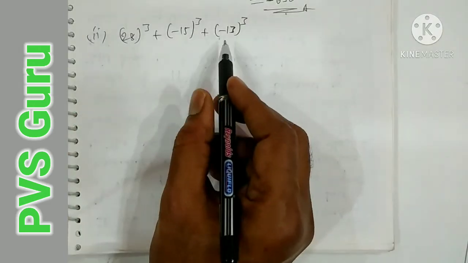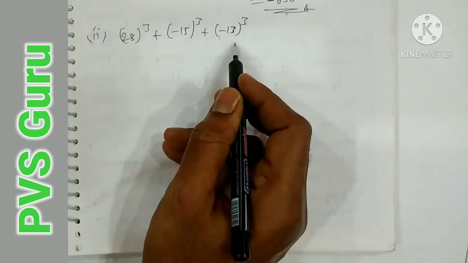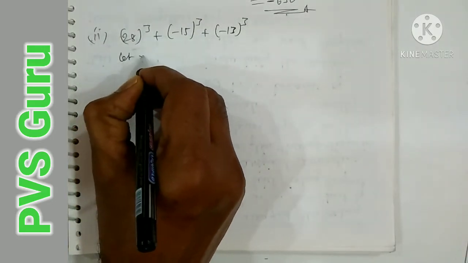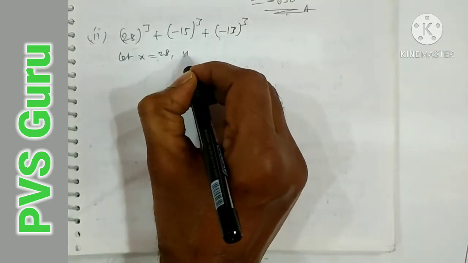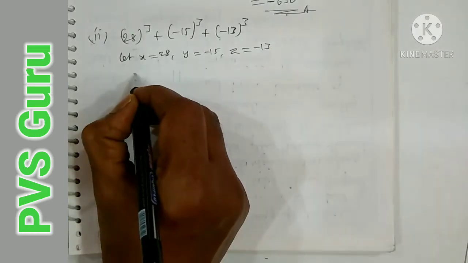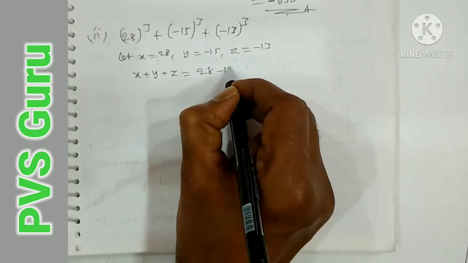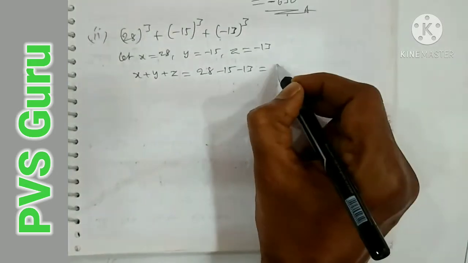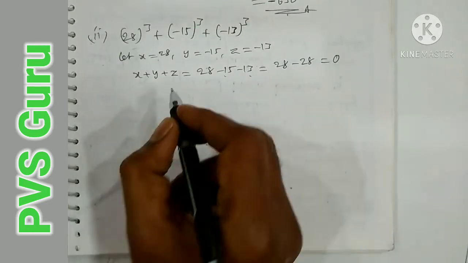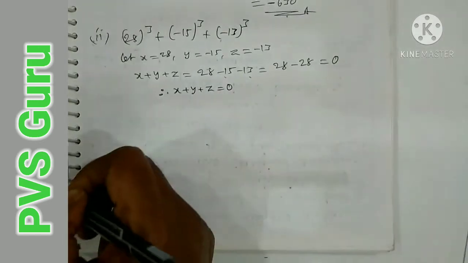Now question number 2. This one, you stop the video and do it yourself, then afterwards you check the answer. Here also let x is equal to 28, y is equal to minus 15, z is equal to minus 13. Now you add the three values, x plus y plus z is equal to 28 minus 15 minus 13, which is equal to 0. Therefore x plus y plus z is equal to 0.